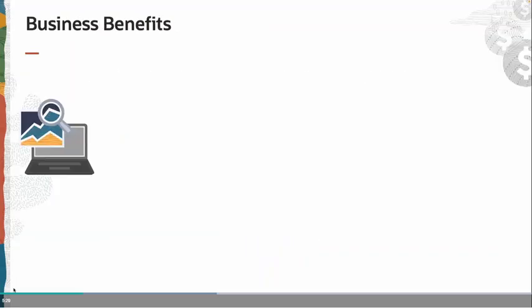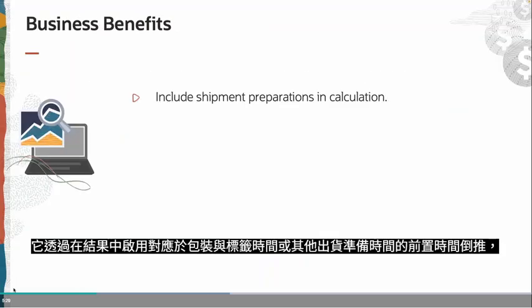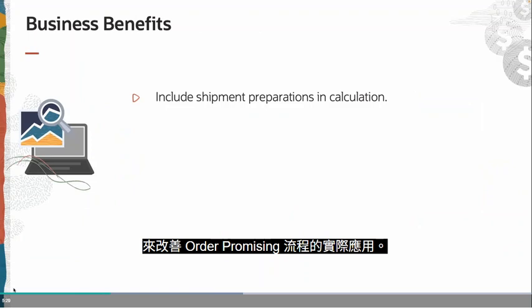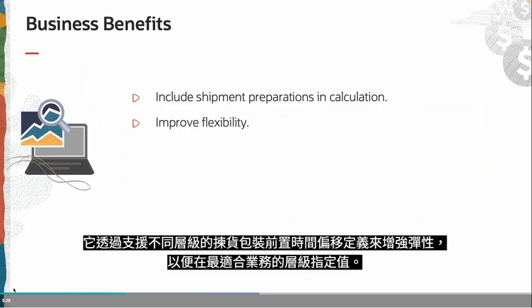This feature provides the following business benefits. It improves practical application of the order promising flow by enabling lead time offsets corresponding to packaging and labeling time or other shipment preparation time in the results. It enhances flexibility by supporting pick-pack lead time offset definitions at different levels, allowing for specifying the values at a level that is best suited for the business.